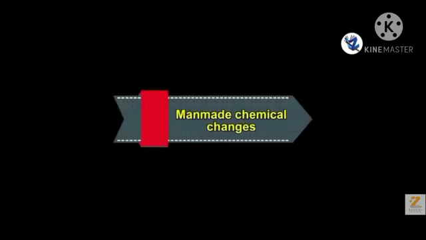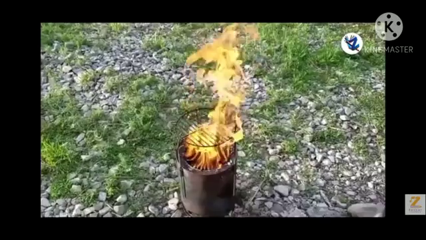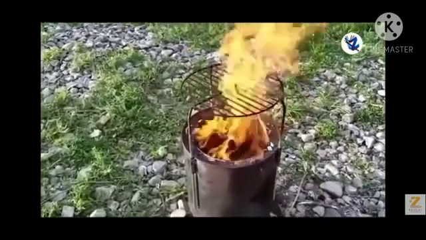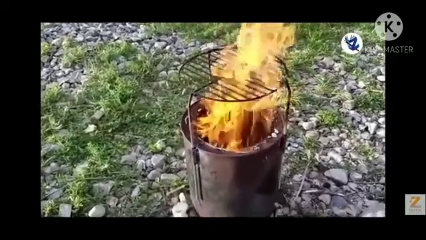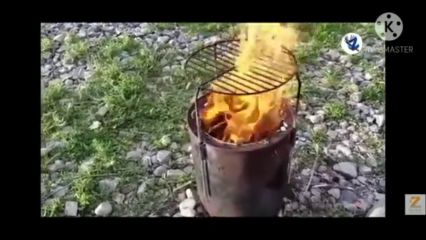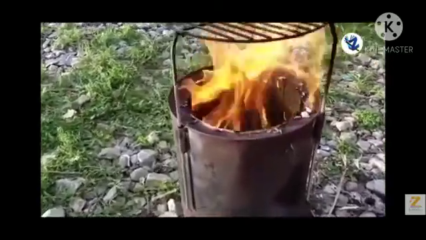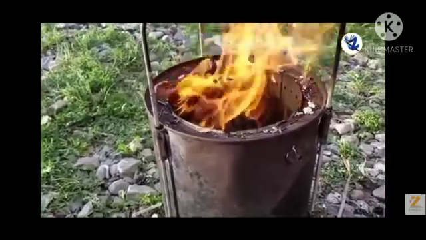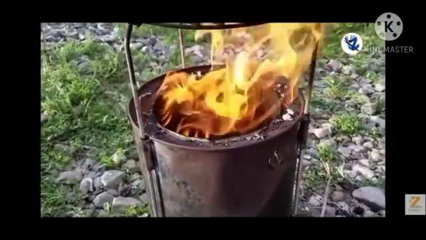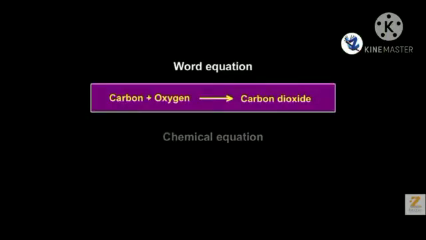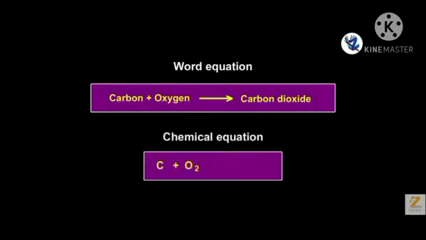Then man-made chemical changes. First, combustion of fuels. Wood, coal, petrol or cooking gas are burnt for getting energy. The common substance that burns in all these fuels is carbon. During the combustion process, carbon combines with oxygen in air and the product carbon dioxide is formed. The chemical equation is C plus O2 gives CO2. Combustion of fuel is a fast and irreversible chemical change.